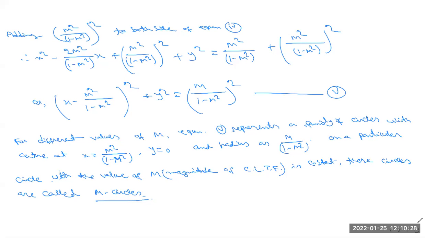Yes, sir. So now we have to prepare one table, showing how the value changes and how the pattern comes out circular. That's why it is called the M circle. Now prepare the table of the M circles.